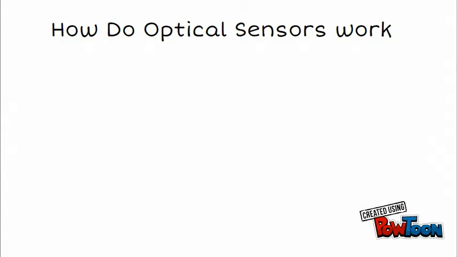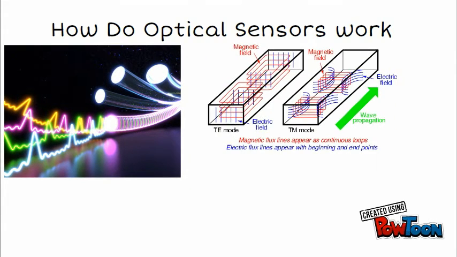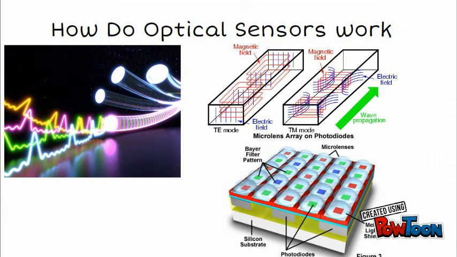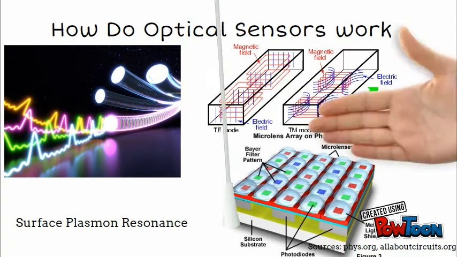These sensors comprise mainly of micro-optic components such as optical fibers, waveguides, and microlenses. They use the principle of surface plasmon resonance on a metal film excited by light for analyzing the chemicals. Now let's know more about surface plasmon resonance.